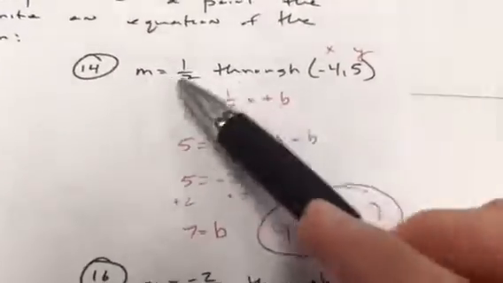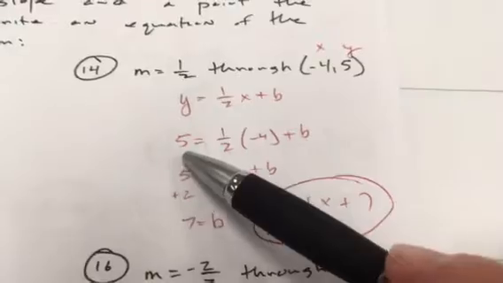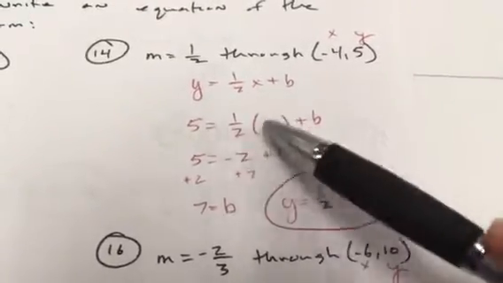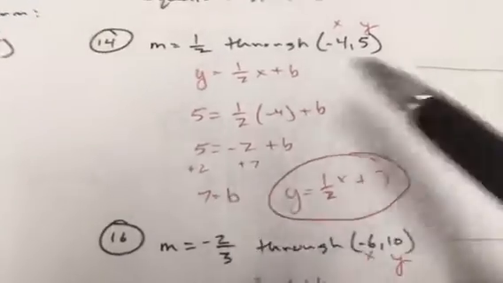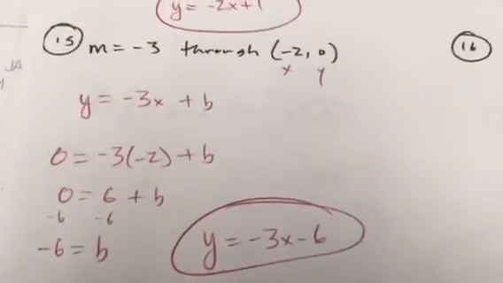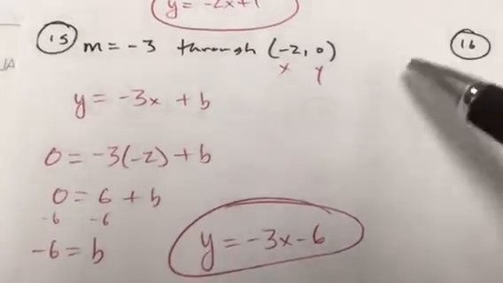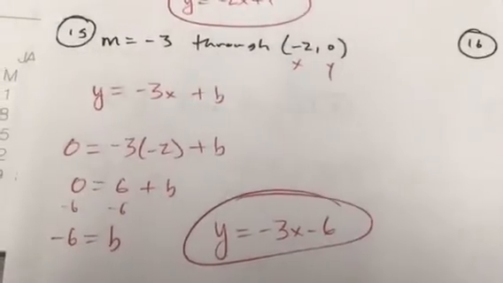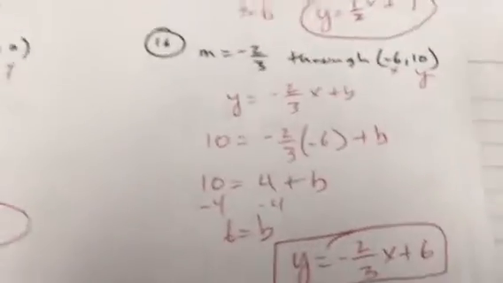Y equals 1/2 x plus b. Plug this in for y. Plug negative 4 in for x. Distribute, or just multiply. Add 2 to both sides. 1/2 x plus 7. 15 here, folks. Y equals negative 3x plus b. Y is 0. X is negative 2. Subtract 6 from both sides. Get your answer right there.